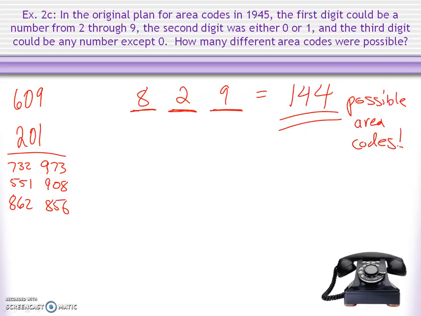And again, think about the older ones. Philadelphia's 215, Eastern Pennsylvania 610, and that kind of thing. Okay? But then as more and more people started to get more and more telephones, we needed to add new area codes. So that's the basics of the fundamental counting principle. Event 1, event 2, event 3, 8 times 2 times 9 gives you 144 possibilities.